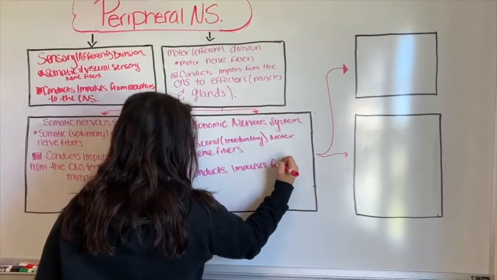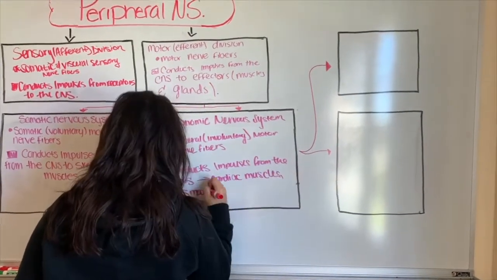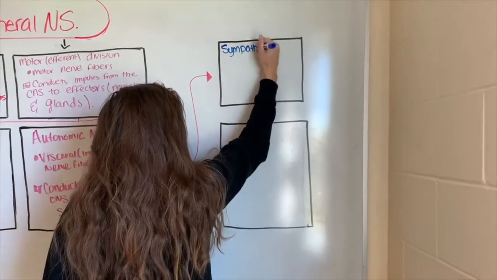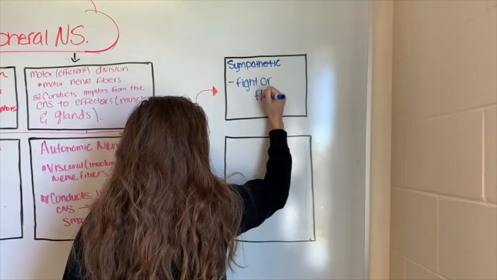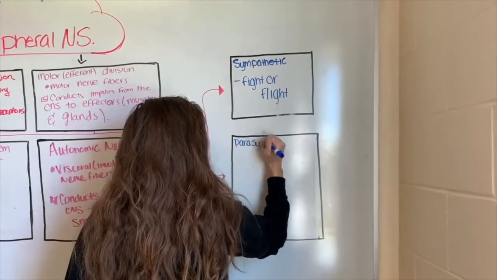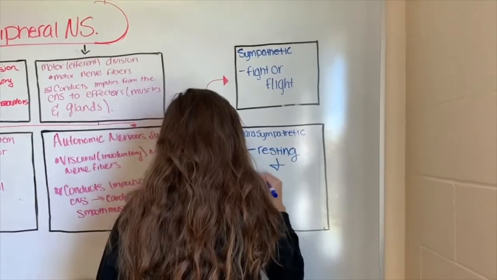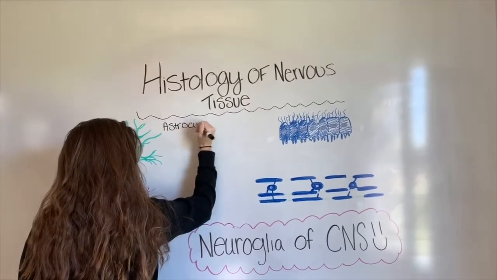The autonomic nervous system consists of visceral motor nerve fibers that regulate the activity of smooth muscle, cardiac muscles, and glands. The ANS has two functional subdivisions, the sympathetic division and parasympathetic. Sympathetic meaning fight or flight and parasympathetic meaning resting and digesting. Typically, these divisions work in opposition to each other. Whatever one stimulates, the other one inhibits.